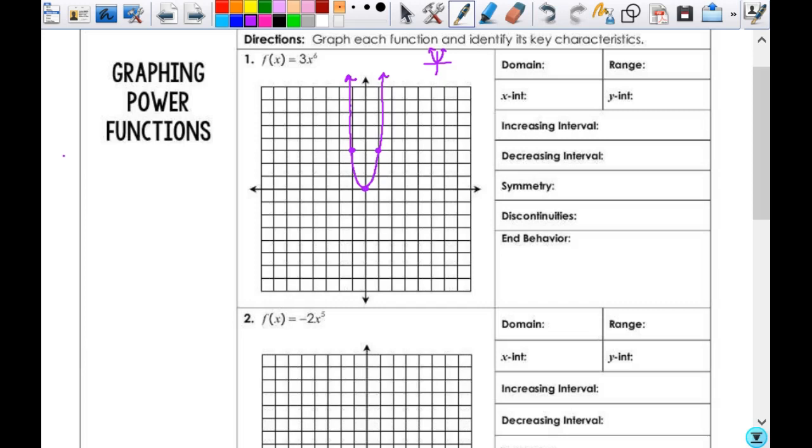All right, so my domain here. What's the domain? Okay, all real numbers, so negative infinity to infinity. Range would be from what? 0 to infinity. Do I include the 0?